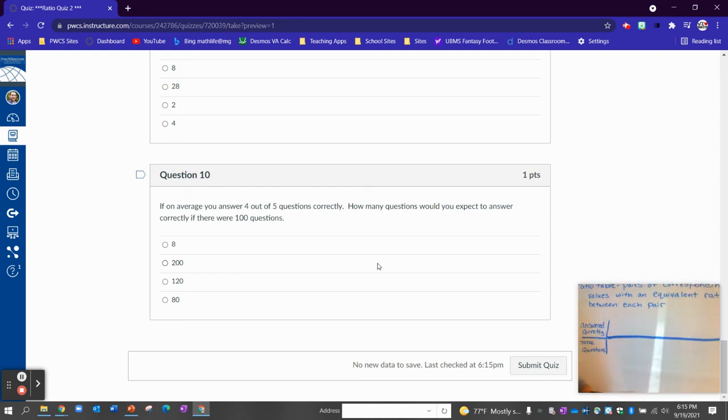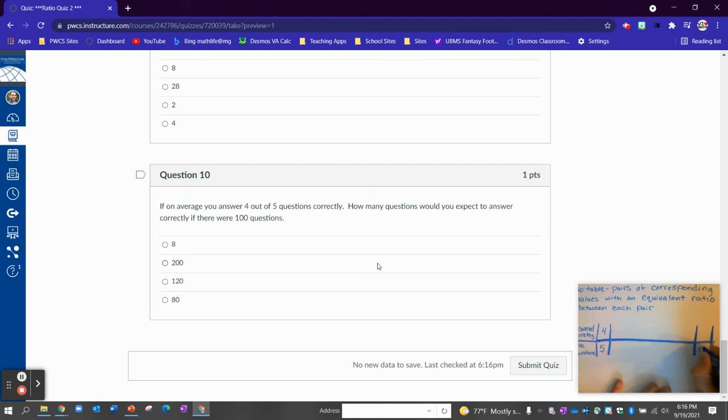So we know that out of 5, you answered 4 correctly. The question wants to know, way over here, if there were 100 questions, how many would you expect to get correct? Following the same ratio, that for every 5 questions you answered 4 correctly, if there were 100, how many would you expect to get right?